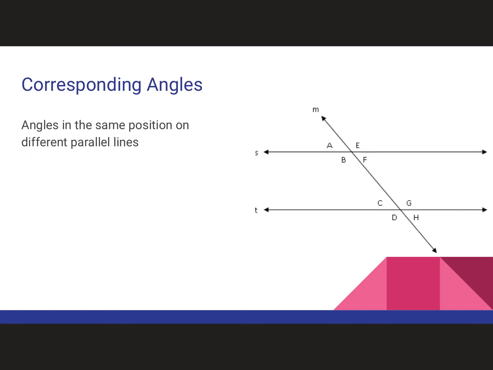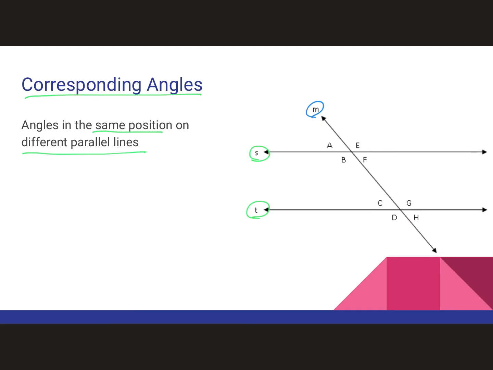So, the last thing we need to talk about is corresponding angles. When I say corresponding angles, I'm talking about angles that are in the same position on different parallel lines. So what do I mean? So I have these parallel lines S and T, and I've got my transversal M. So let's look at the angles that are made. You can see I have angle A, B, C, D, E, F, G, and H.